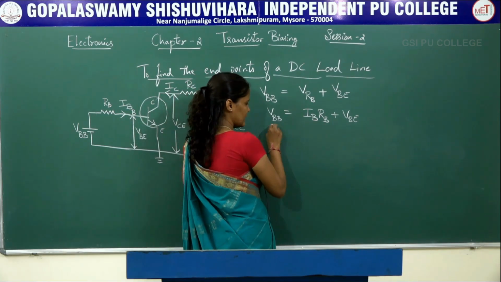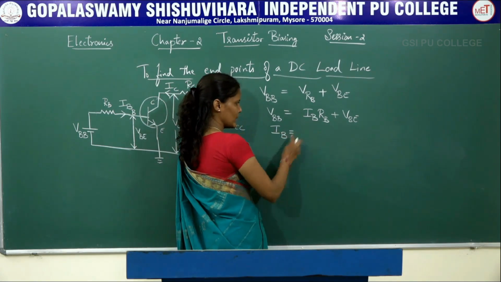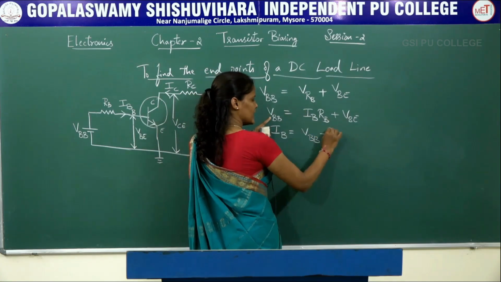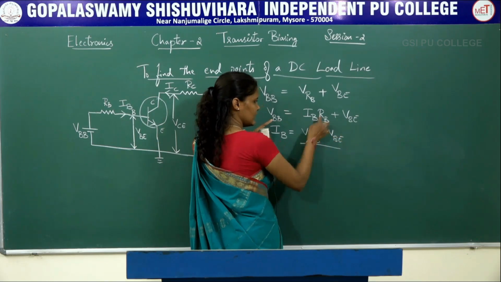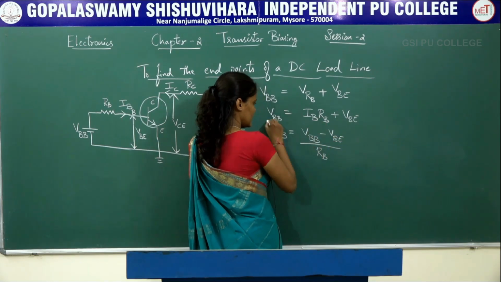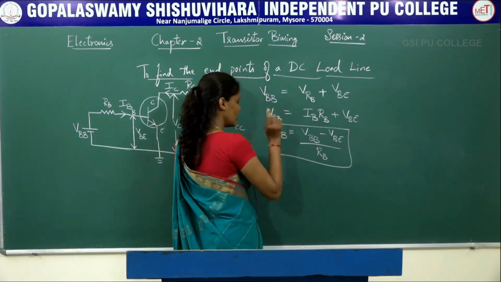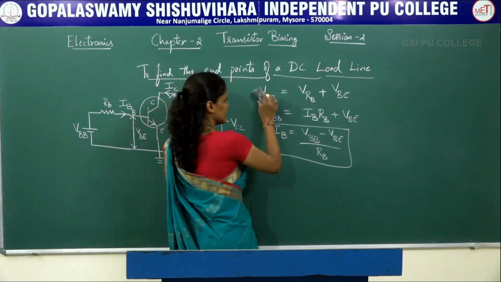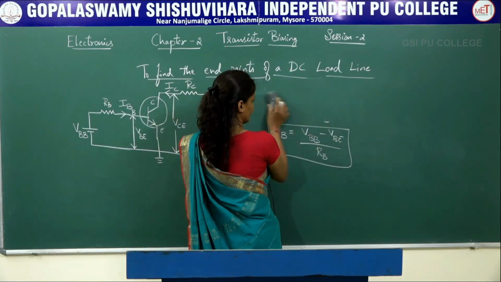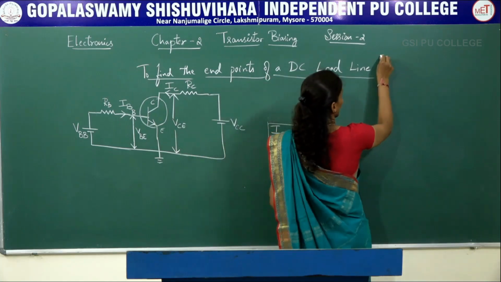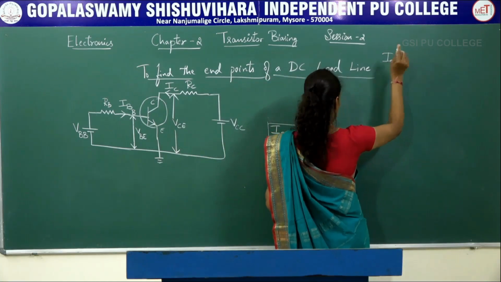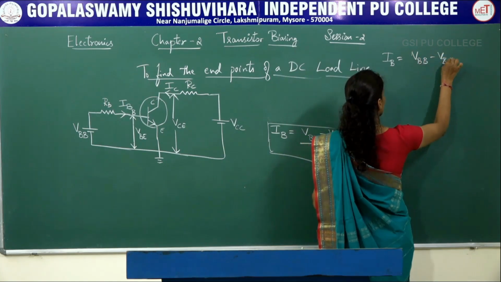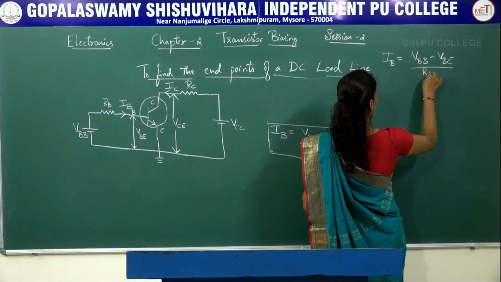Let us manipulate this equation for IB. IB equals VBB minus VBE divided by RB. So this is the expression we are going to get in order to find the base current, that is IB. Let us write that here: IB equals VBB minus VBE divided by RB.